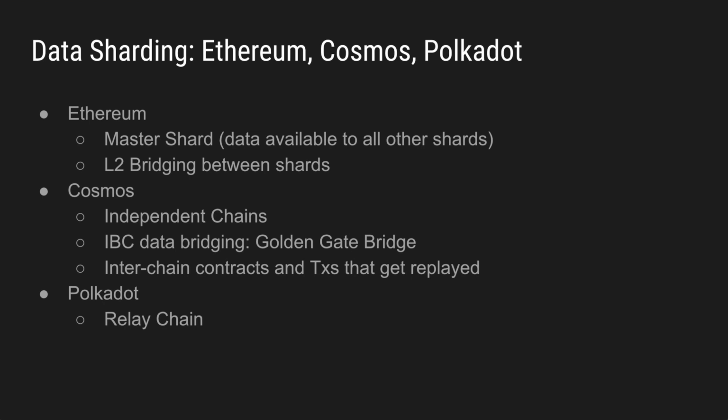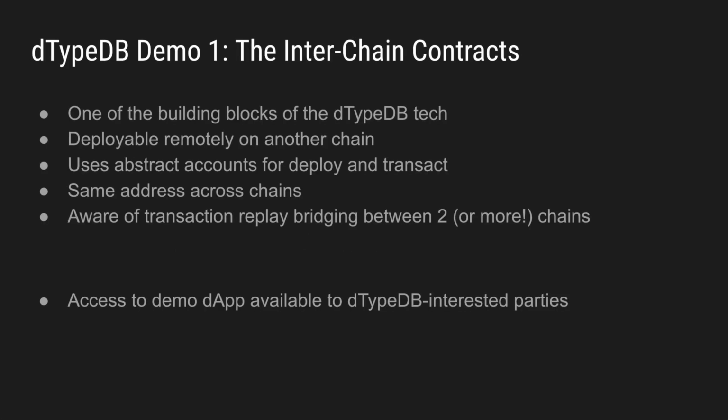Polkadot also has data sharding through its relay chain. So today you have seen the first demo from dTypeDB series, the interchain contracts. This is one of the building blocks of the dTypeDB tech. Contracts are deployable remotely on another chain, and the demo uses abstract accounts for deploying and then making state-changing transactions on those deployed contracts, using the same address across chains. This demo showed transaction replay bridging between two chains, or more than two chains in future demos.